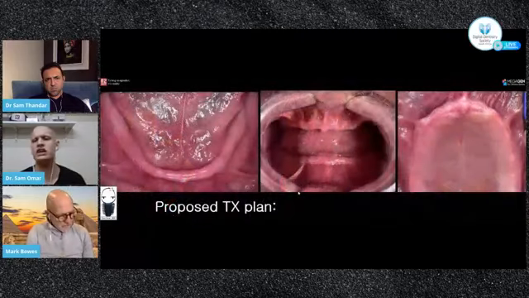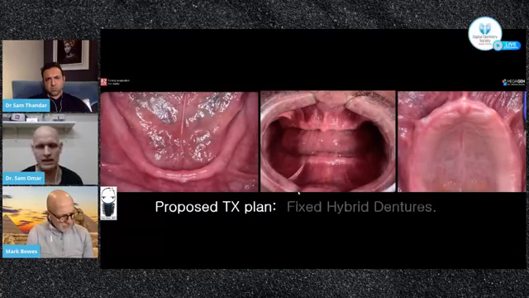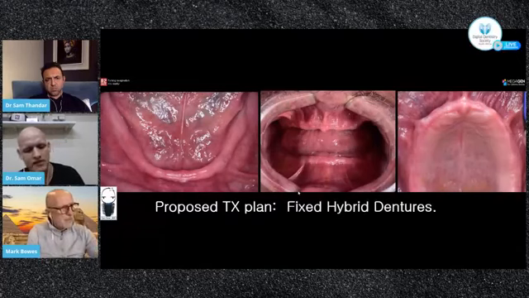We always start out with taking extraoral photographs. We take front photos and we take side views as well. And then we start to take the intraoral pictures. And as we can see here, it's a fully edentulous case. So he came in for dentures.